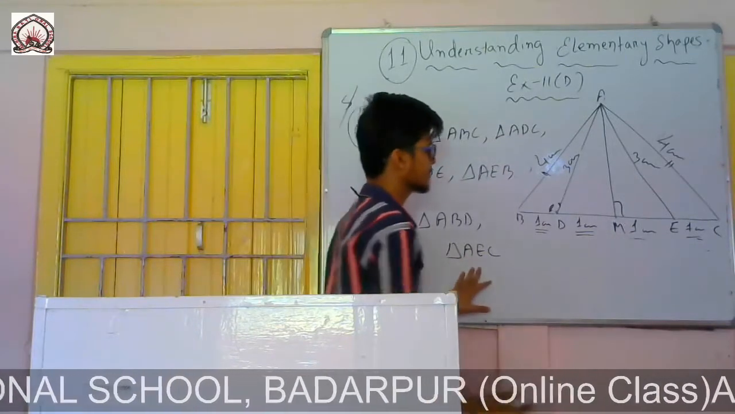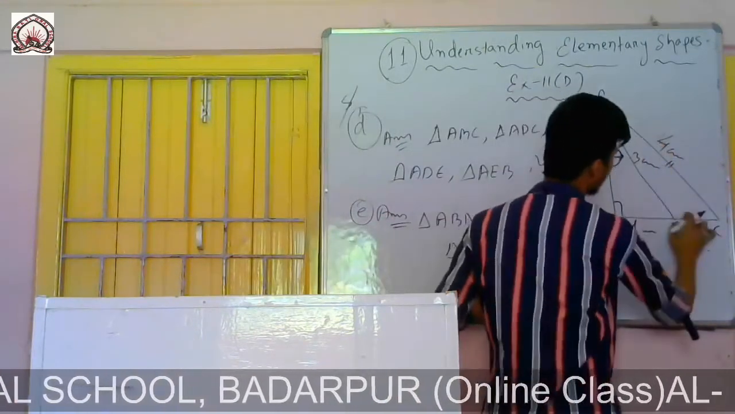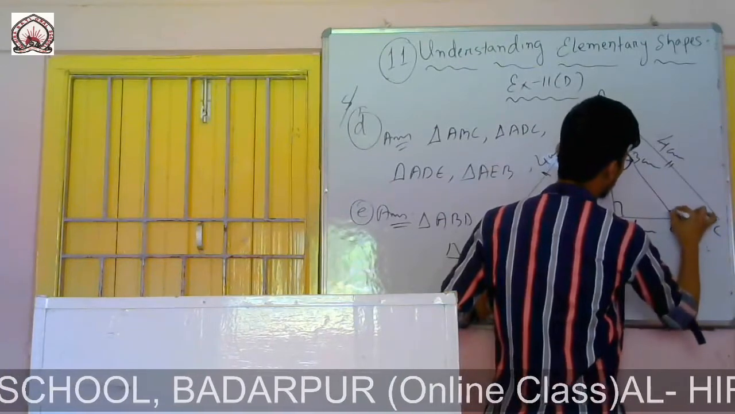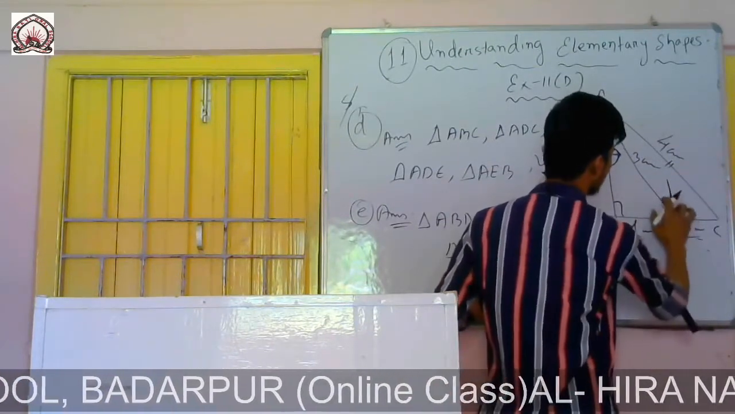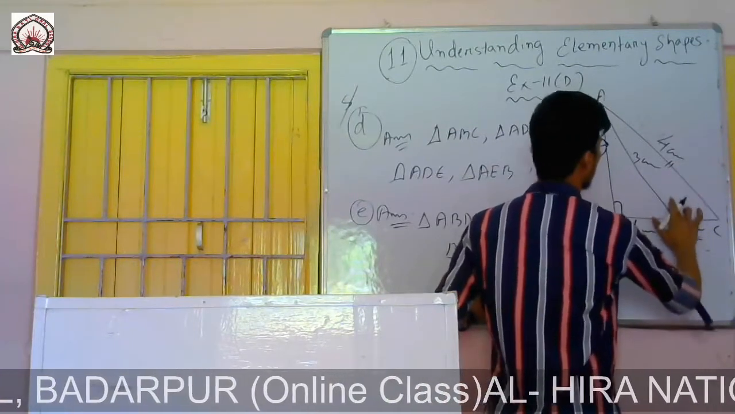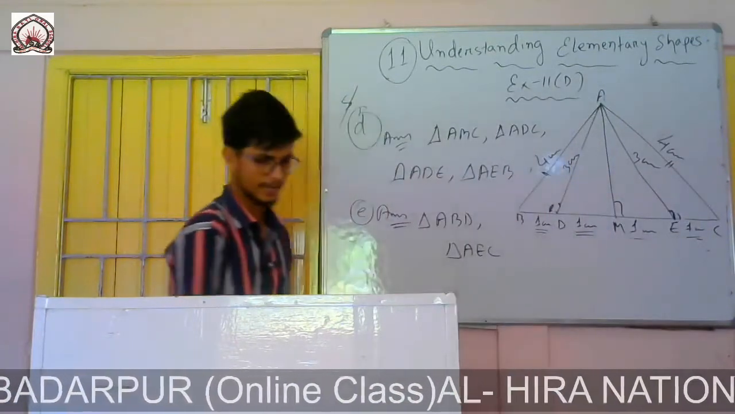Then AEC, same here also. AEC, this angle is more than 90 degrees. If I draw a 90 degree angle, then it will be like this. But it is more than 90 degrees, so it is an obtuse angle triangle.